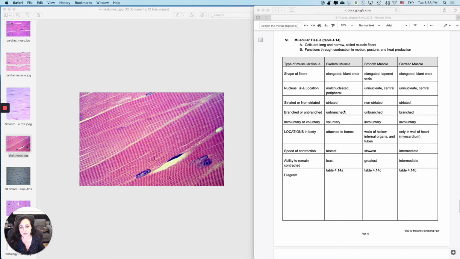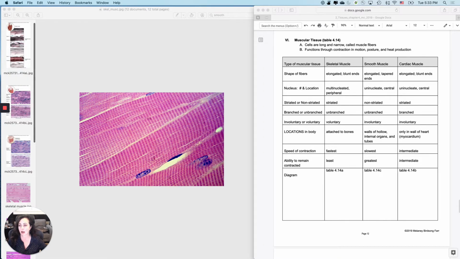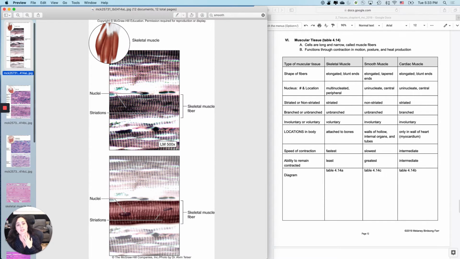Last three tissues, muscular tissue. We're just going to do these as comparison contrast because there's three types and they have things in common and they have some differences. So let's talk about all three. And we'll sort of make a little diagram that goes in your diagram box on the bottom there.